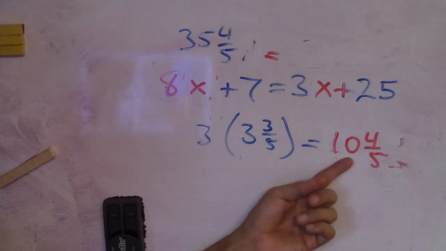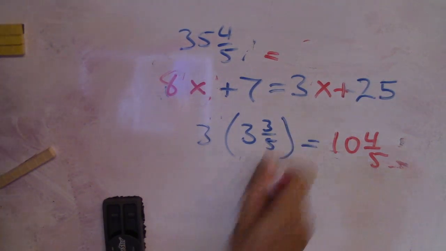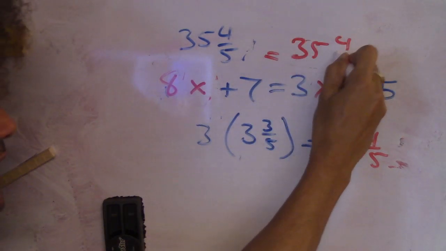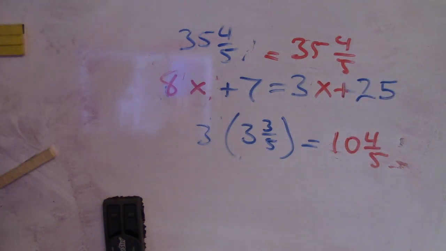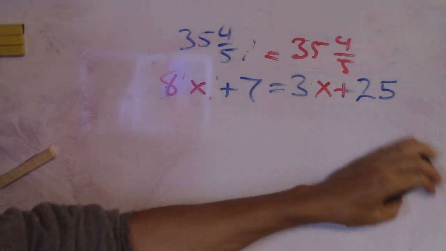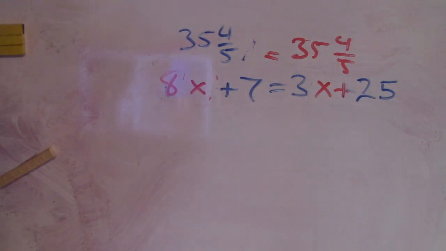And then, of course, if I add 10 and 25, I'm going to get 35 and 4/5. That's easy. But we're certainly not going to get 28 because we forgot to add the 7. Minor detail. Actually, big detail. And I didn't catch it because, like I said, this is my last class of the day.